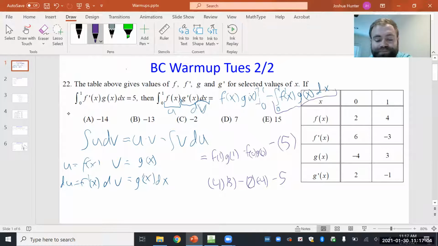Minus 5. So 12, and then that ends up being a negative 8. So 12, actually plus 8 then. So 12 plus 8 is going to be 20. 20 minus 5 will give us 15. So the answer is E, 15.